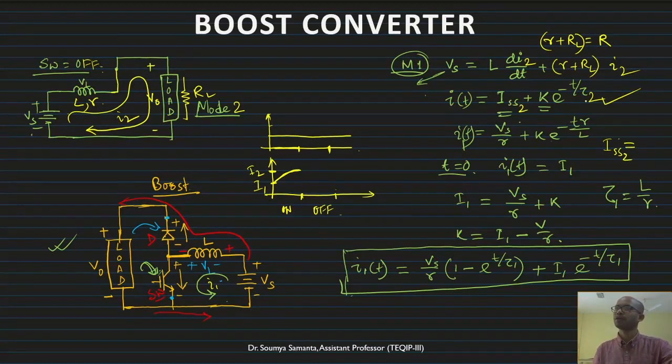I am giving ISS 2 and tau 2. So what will be the ISS 2? ISS 2 will be Vs by capital R. And what will be tau 2? This will be L by capital R. This will be the tau 2. Now the expression will be L by, this is the capital R.